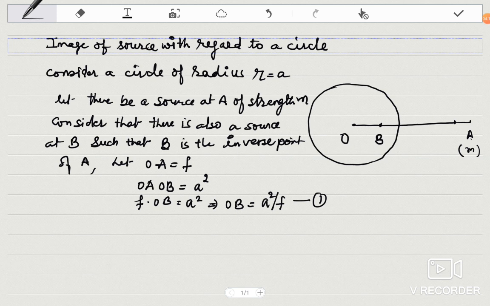Now we are in the situation that we have a source at A and another source at B of the same strength. Now let P be any point in the flow region where we have to find or describe the flow. Let this angle be theta. So P is an arbitrary point in the plane of the circle. Now we will write the complex potential. We have one source at A. Sorry, we should join it.